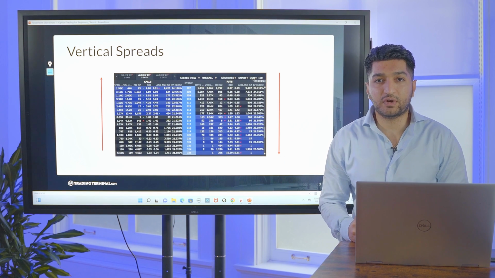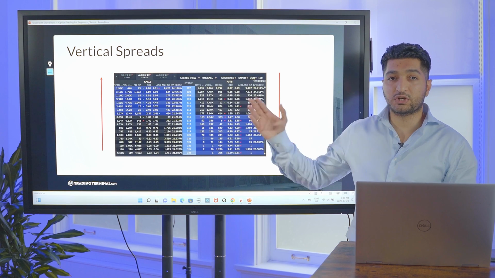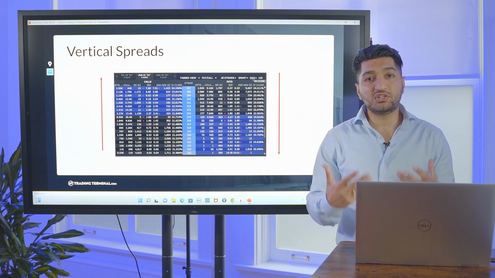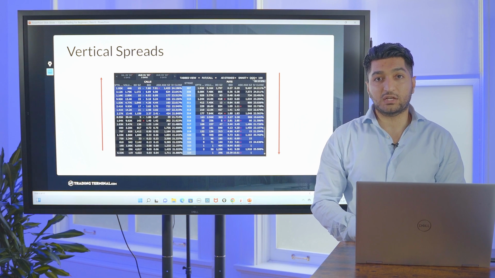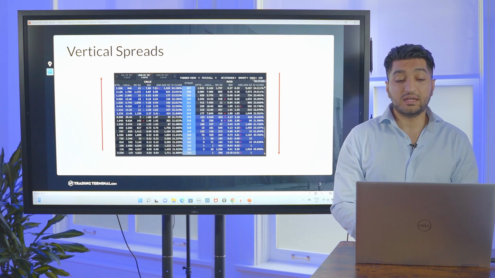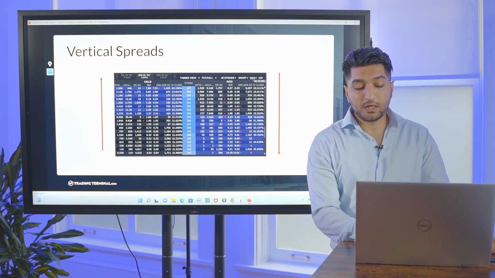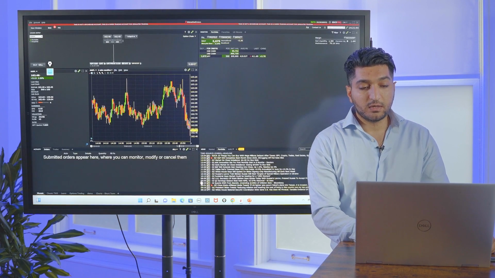Well, the reason for that is you're looking at the option chain vertically, and the strategies you're setting up are based on that vertical strategy and looking at the option chains vertically. That's why they're called vertical spreads. So let's go ahead to our option chain.